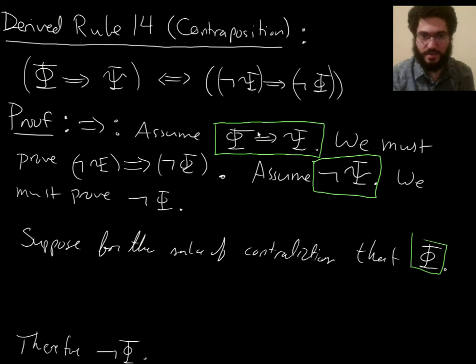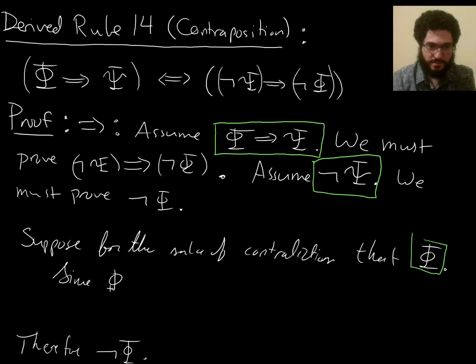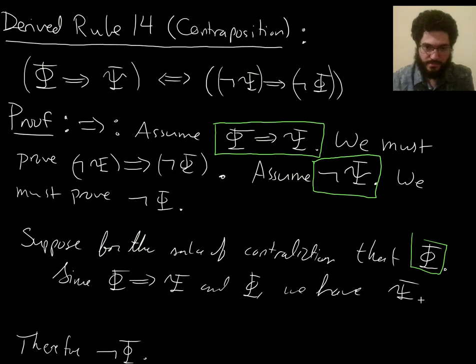Okay, now I have phi, and I have phi implies psi. So using just modus ponens, since phi implies psi and phi, we have psi. So that's just using modus ponens.